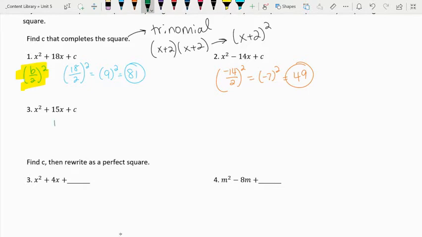Last one over here, b divided by 2, which you cannot reduce, right? So because it's not something that can give me a solid number, what we're going to do is square both. So 15 squared is 25, 2 squared is 4.